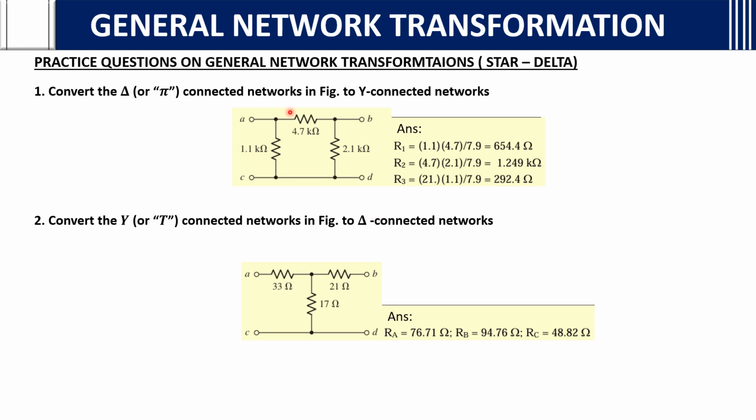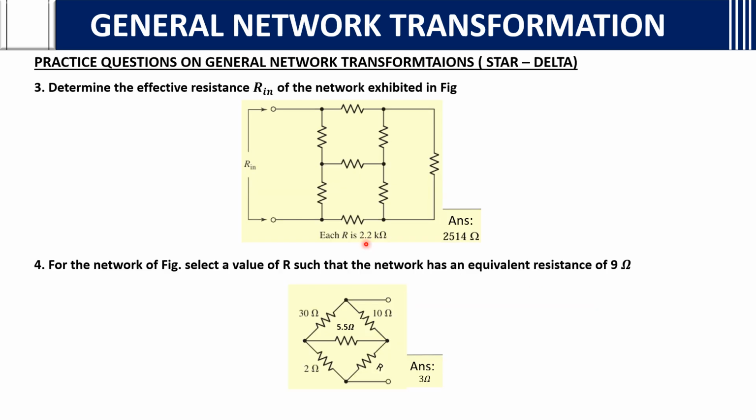If you see this type of question, I have already solved. It is in delta form, convert it into star. It is in star form, convert it into delta. And the values also I have given. Please check that it is correct or not. And this I have just now solved in the previous slide. Here we have to take 10 as R, but here 2.2k. You'll get the answer as this. You just solve. You will get to know.